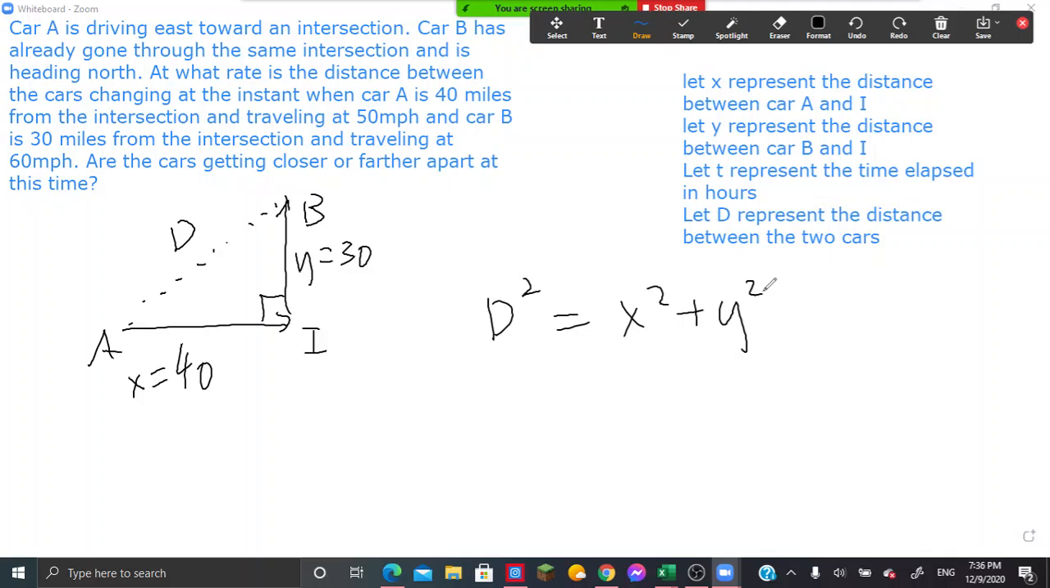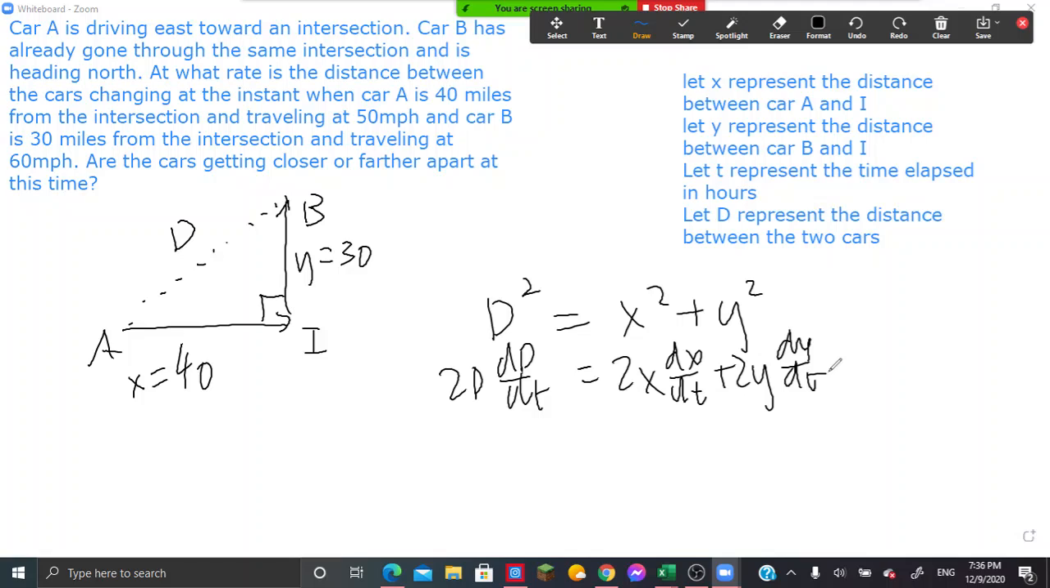So in this case, you would differentiate it implicitly, and you would get 2d dd/dt is equal to, differentiating with respect to t, 2x dx/dt plus 2y dy/dt. So we have x, we have y. Well, we don't have d. We can see that d is just the hypotenuse, so it's equal to 50: 40 squared plus 30 squared, take the square root of that.